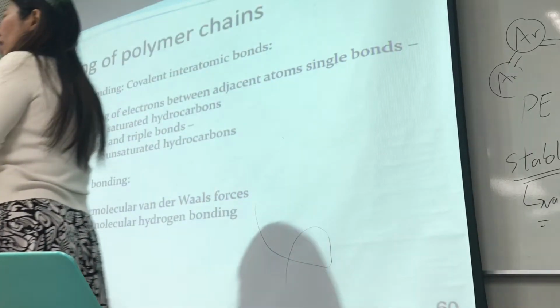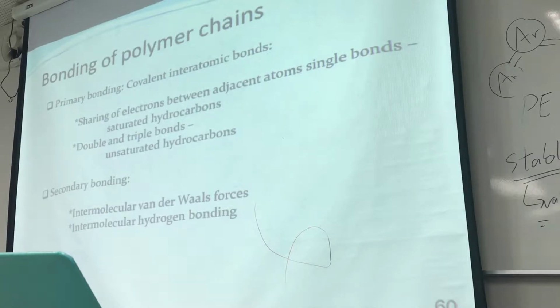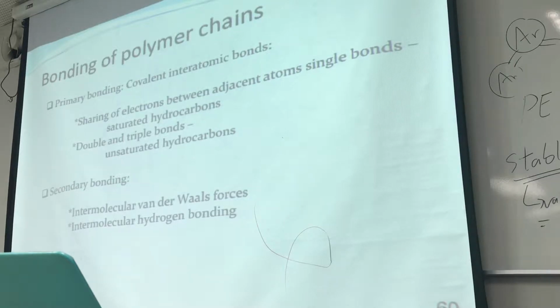For the bonding of polymer, I already taught you. Remember, in the chain, we think about it like a string of beads, right? So in the chain, what are the main bonds? Right now we know only four bonds: ionic, covalent, metallic, and also van der Waals or hydrogen. So within the chain, C and C and C and H or whatever, what kind of bonding?